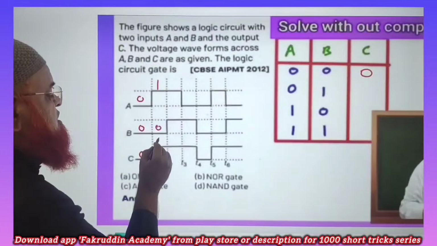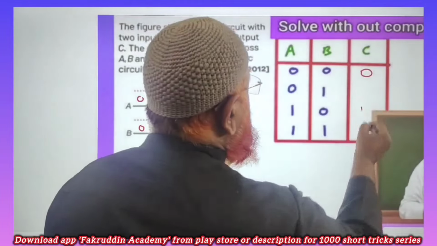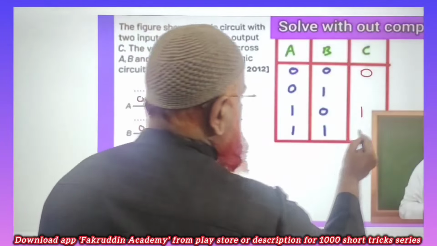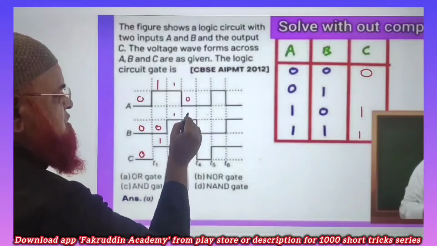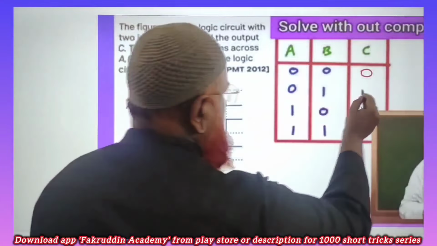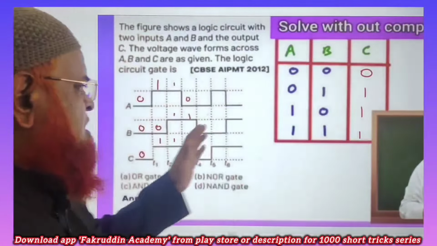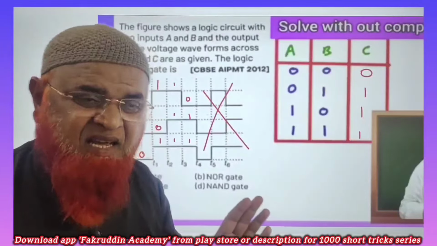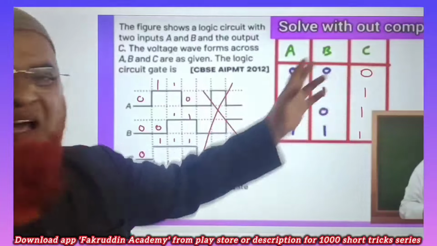This is 1, this is 0 and this is 1. Means 1, 0 is 1. And again here, this is 1, this is 1 and this is 1. 1, 1 is 1 again. Here this is 0, this is 1 and this is 1. 0, 1 is also 1. So you need not test the remaining things. If you test this many values, you will get the answer directly.